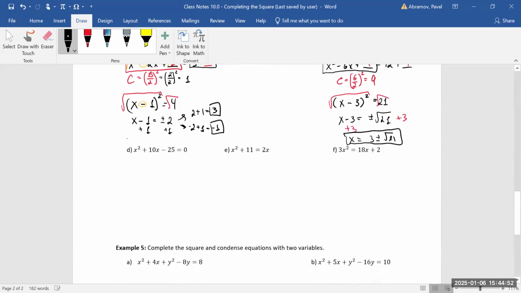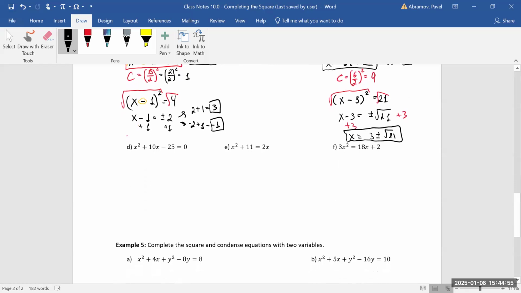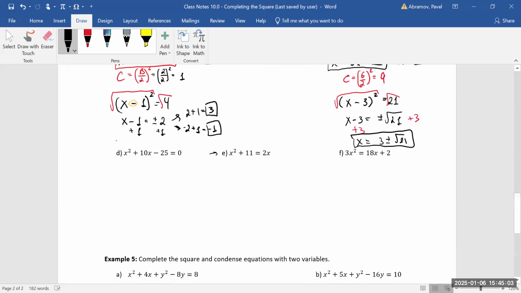Okay, let's just do one more example. So for example E, notice that we have to maybe rearrange some things. So first of all, we want to move 2x to the left, but this 11, the constant term, should go to the right. So therefore, we'll have x squared minus 2x. We're going to put a blank space there equals negative 11. And then we'll have to put a blank space there as well.